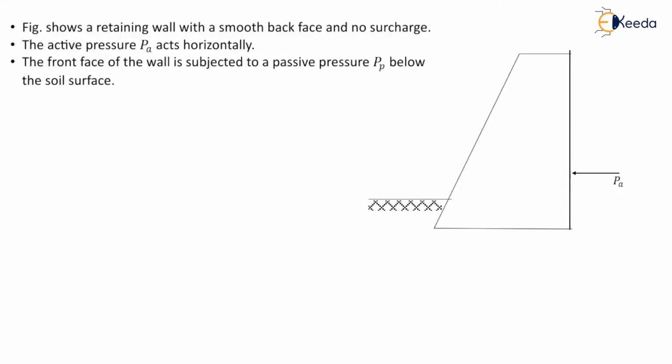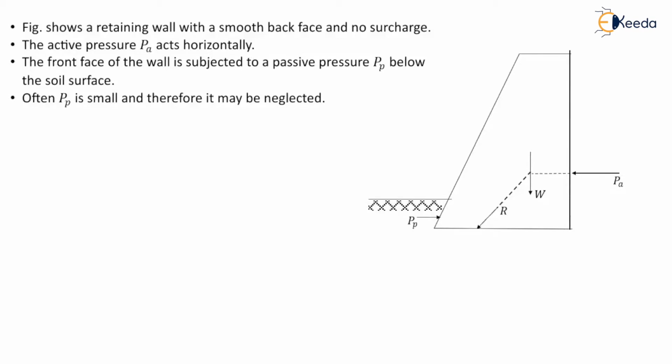The front face of the wall is subjected to a passive pressure PP below the soil surface. Often this PP is small and therefore it may be neglected. The weight W is acting in downward direction.